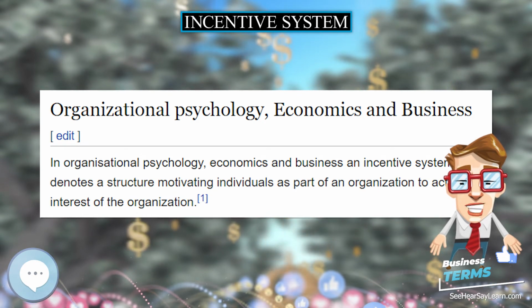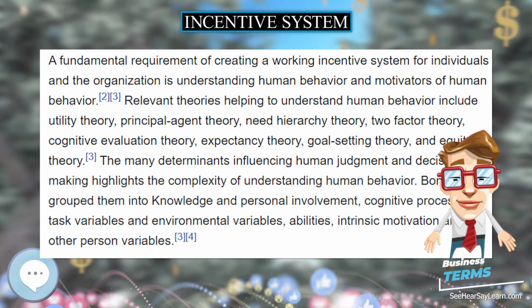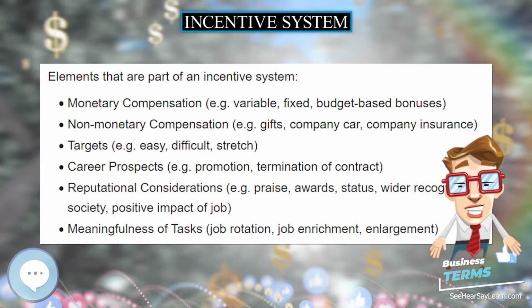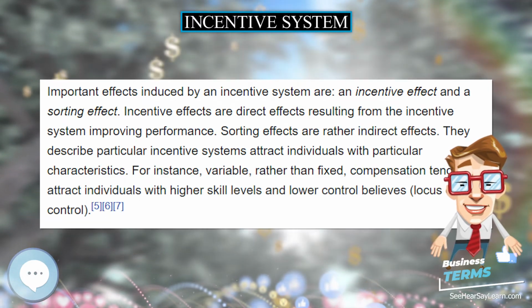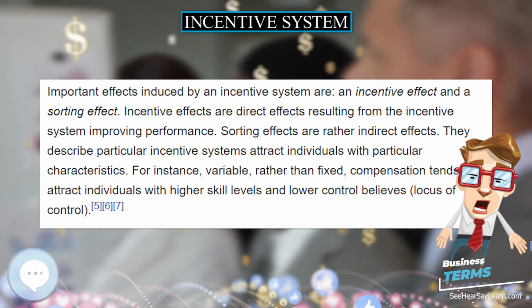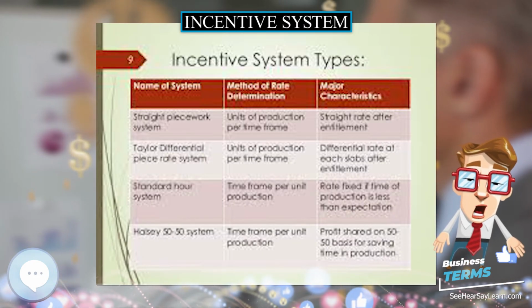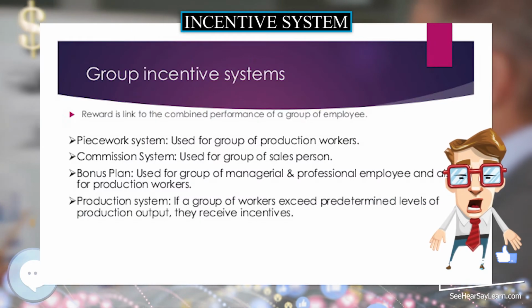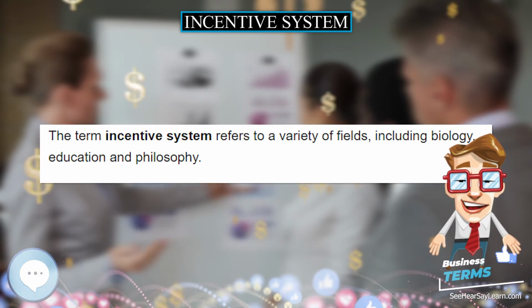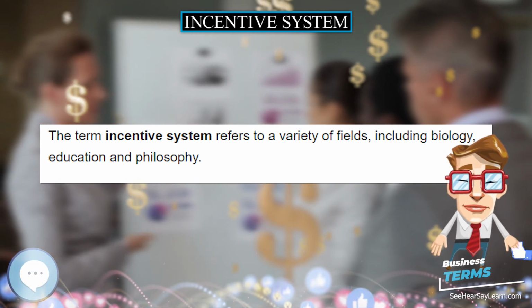Important effects induced by an incentive system are an incentive effect and a sorting effect. Incentive effects are direct effects resulting from the incentive system improving performance. Sorting effects are rather indirect effects. They describe how particular incentive systems attract individuals with particular characteristics. For instance, variable, rather than fixed, compensation tends to attract individuals with higher skill levels and lower control beliefs, locus of control.